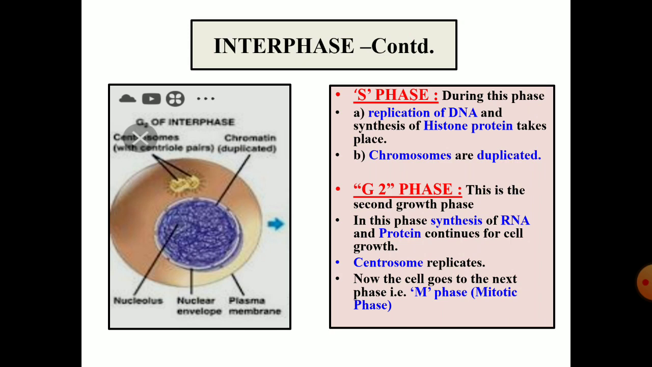Chromosomes are duplicated. Then comes the G2 phase. This is the second growth phase. In this phase, synthesis of RNA and protein continues for cell growth. Centrosomes replicate. Now the cell goes into the next phase, that is the M phase or the mitotic phase.